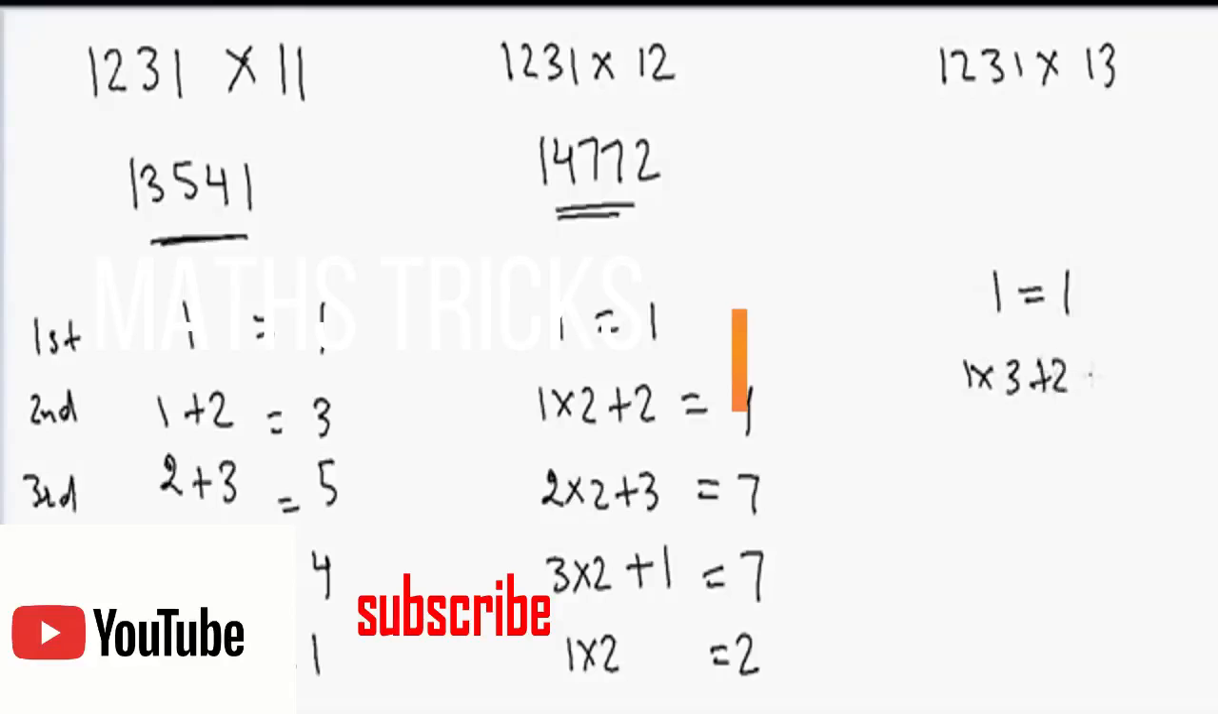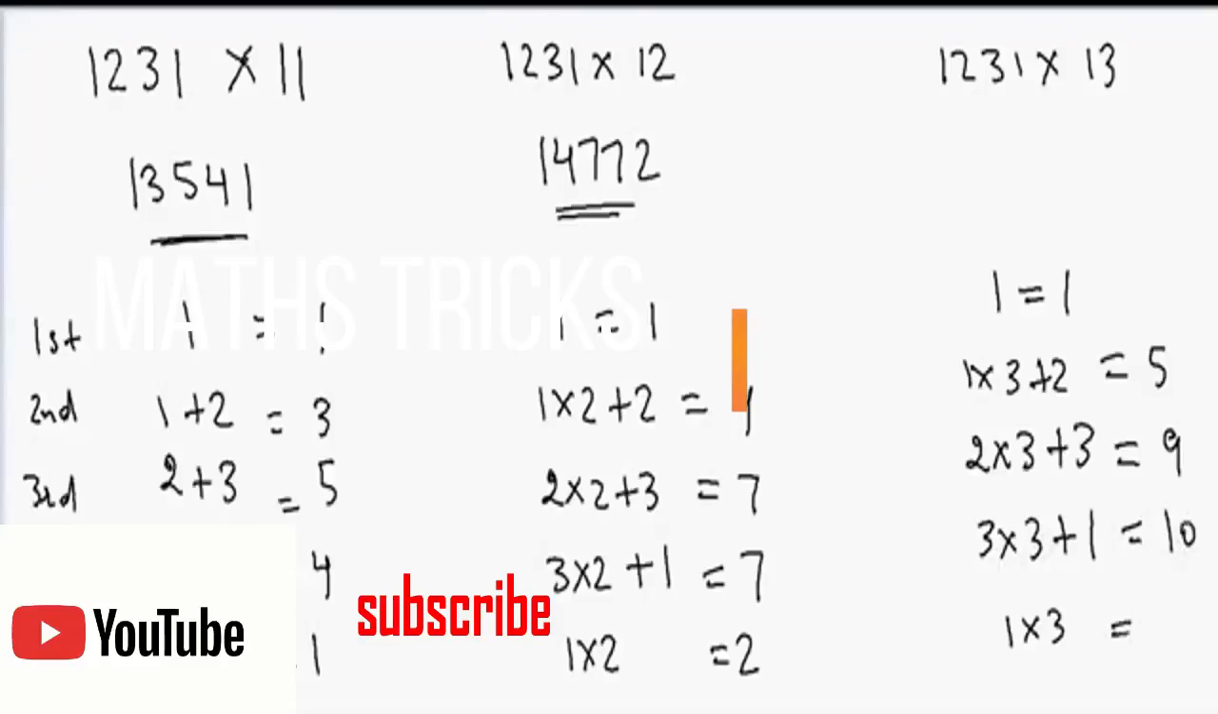Again, if I have to multiply 1 2 3 1 by 13, then the answer will be equal to 1 into 3 plus 2, 2 into 3 plus 3, 3 into 3 plus 1, and 1 into 3. So that will give me 3 plus 2 is equal to 5, 3 into 2 is 6 plus 3 is 9, and 3 into 3 is 9 plus 1 is 10. So here we have 10 and here we'll have 3.